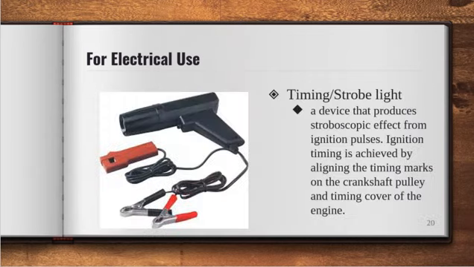Okay, next. We have the timing or the strobe light. This is a device that produces stroboscopic effect from ignition pulses. Ignition timing is achieved by aligning the timing marks on the crankshaft pulley and timing cover of the engine. Timing is very important here for the crankshaft. So for you to be accurate, you use the timing strobe or the strobe light.